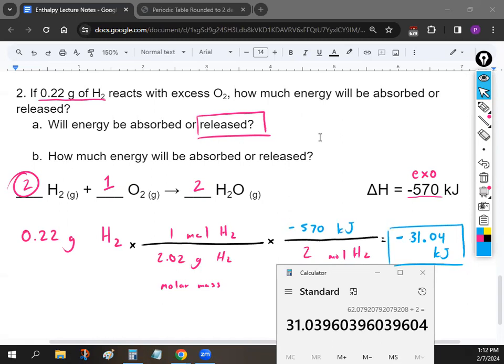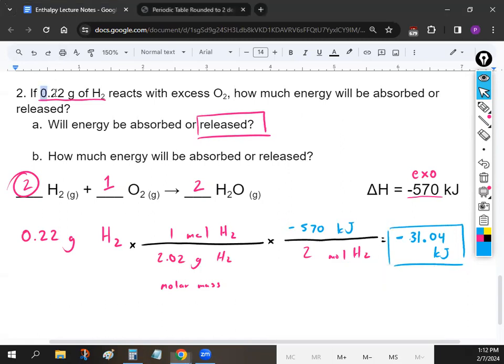All right, so let's run this reaction now. I'm going to take our balloon of H2, and I've already done the math. We created about 0.22 grams of H2. And so I'm going to show you now what it looks like when 31 kilojoules are released in this reaction. Okay.